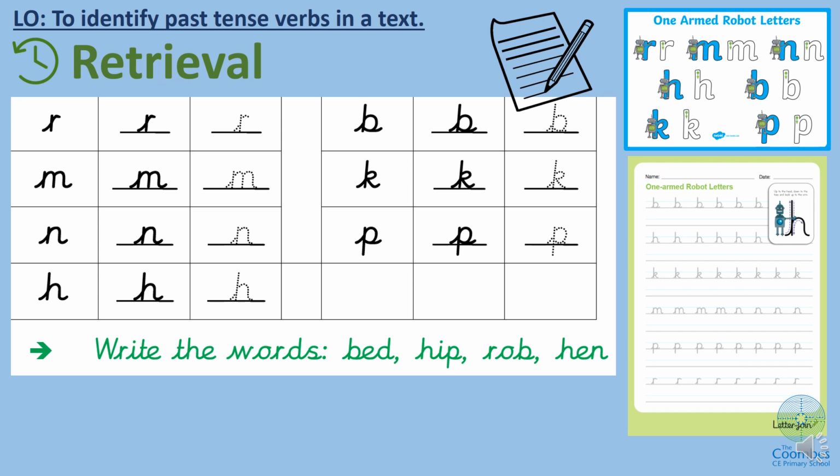So as always, we are starting with our retrieval, and it is another handwriting practice. This one is looking at your one-armed robot letters. As always, you can watch me on the screen practicing the letters, making sure you start on the line and do your lead-ins and lead-outs. You can also print off the letter join one, and that will help you practice your letters, or you can just practice them on a piece of paper.